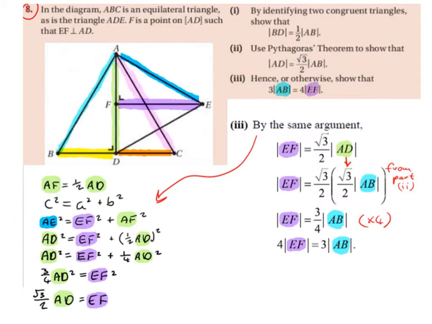And then we multiply out the brackets. Root 3 multiplied by root 3. When multiplying fractions, we do top by top, bottom by bottom. Root 3 by root 3 is 3, and 2 by 2 is 4. So we get 3 over 4 AB. Then we multiply across by 4. EF by 4 is 4EF, and 3 over 4 AB by 4 is 3AB. So we get 4EF is equal to 3AB, and that's what we were asked to show.